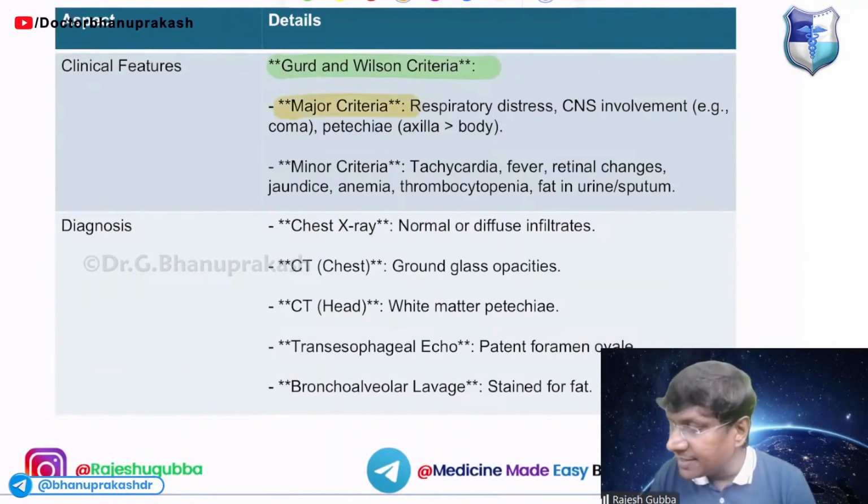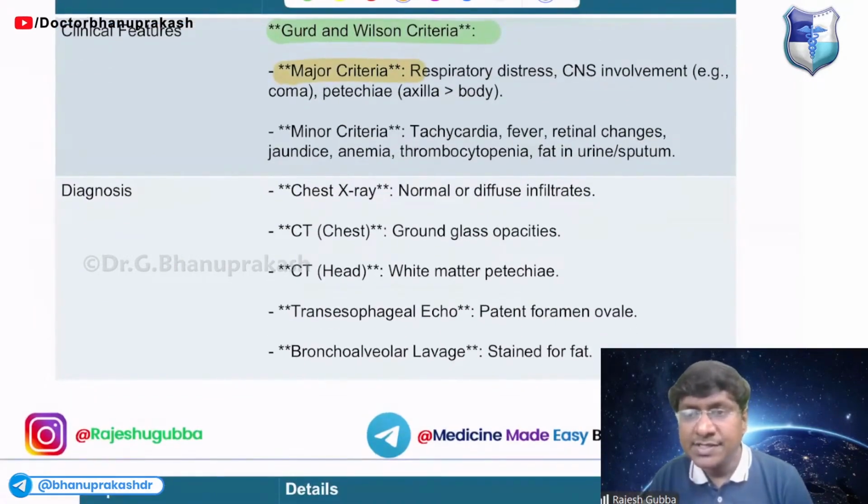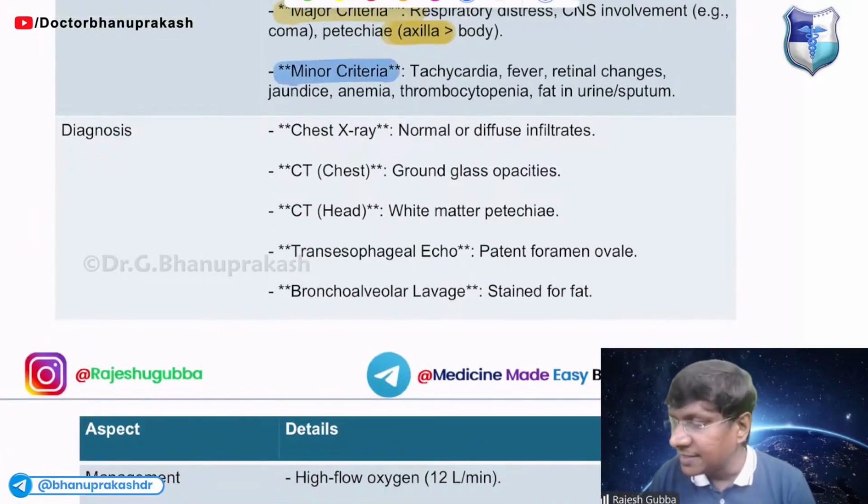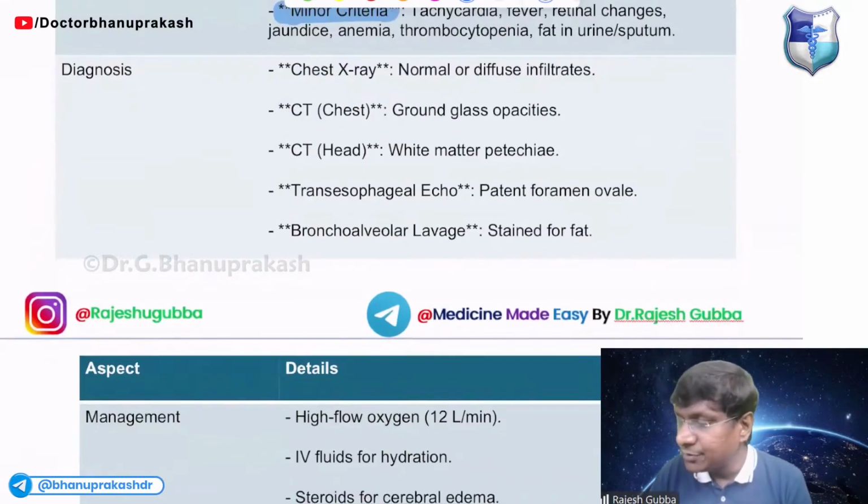According to the major criteria, you have respiratory distress, CNS involvement in the form of coma, and petechiae, which will be present mainly over the axilla compared to the rest of the body. Followed by that, the minor criteria. In the minor criteria, you'll have tachycardia, fever, retinal changes, jaundice, anemia, thrombocytopenia, and there can be fat in the urine or sputum. And how will you diagnose?